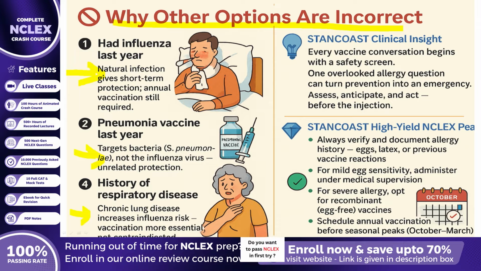Finally, let us conclude with the Stan Coast High-Yield NCLEX Pearl. Always verify and document allergy history, especially to eggs, latex, or previous vaccine doses, before giving any immunization. For clients with mild egg sensitivity, proceed under careful supervision, but for those with severe allergies, choose recombinant, egg-free formulations. Ensure vaccines are administered annually, ideally before the seasonal peak between October and March, to provide optimal immune protection.